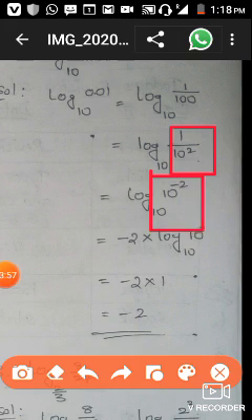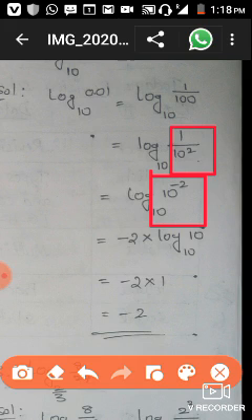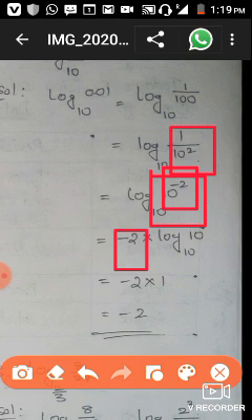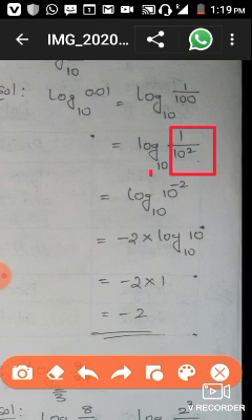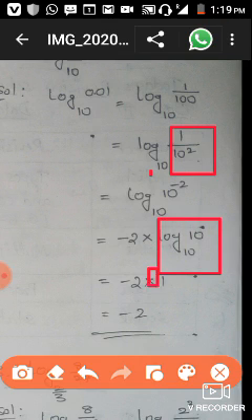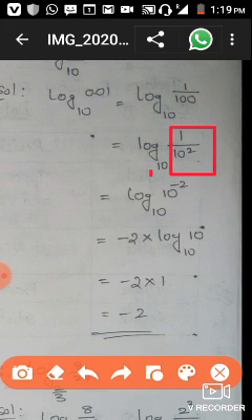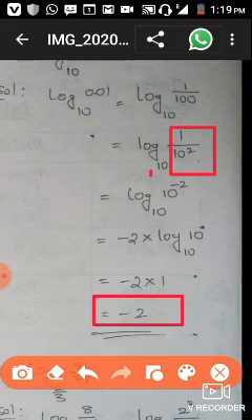So here 2 to the power of 10 to the power of minus 2. In the next step, this minus 2 comes to the front. So minus 2 into what remains here, 10. So here log 10 base 10. This log 10 base 10 becomes equal to 1. So minus 2 into 1 equals minus 2 is the answer.